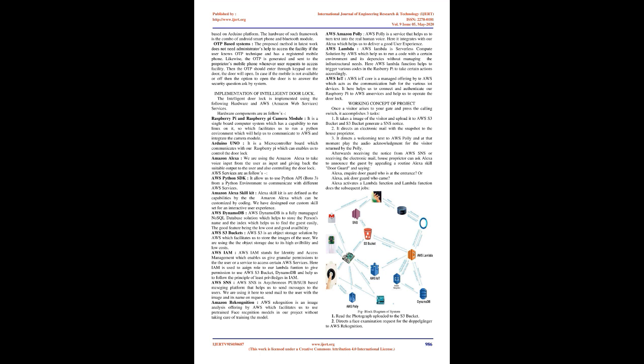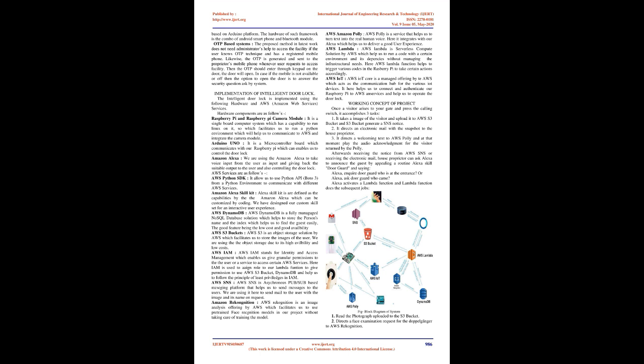AWS S3 Buckets: AWS S3 is an object storage solution by AWS which lets us store the images of the user. We are using object storage due to its high availability and low cost. AWS IAM: AWS IAM stands for Identity and Access Management, which enables us to give granular permissions to a user or a service to access certain AWS services. Here IAM is used to give our Lambda function permission to use the AWS S3 bucket and DynamoDB, and helps us follow the principle of least privilege.